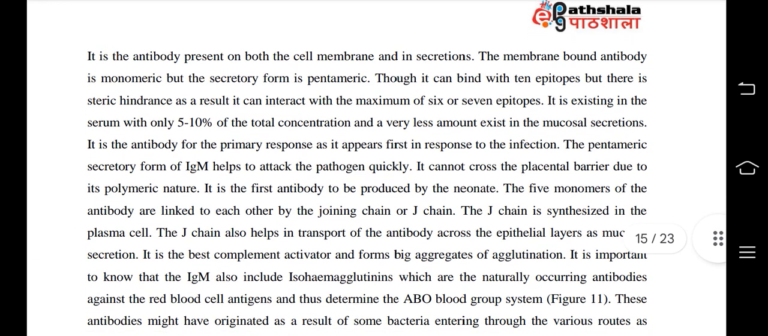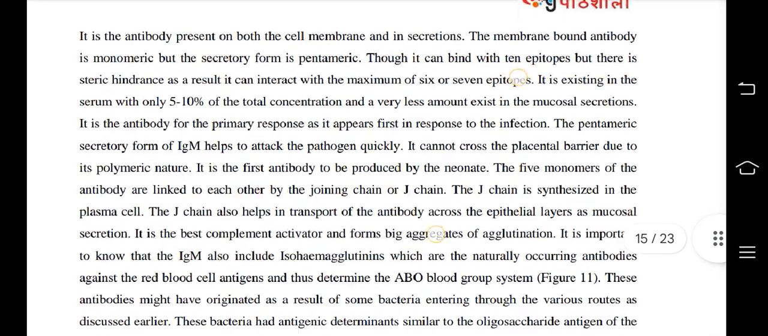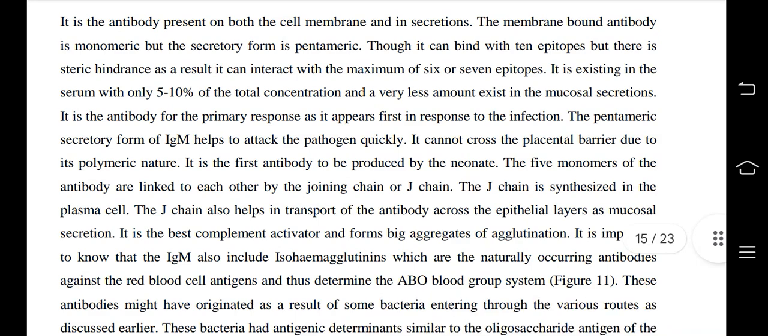So we learned about IgG, then about IgM. It is the antibody present on both the cell membrane and in secretions. The membrane-bound antibody is monomeric, but the secretory form is pentameric. Though it can bind with 10 epitopes, there is steric hindrance.